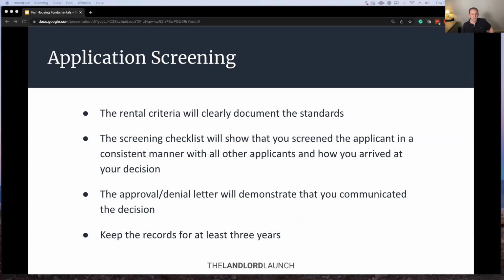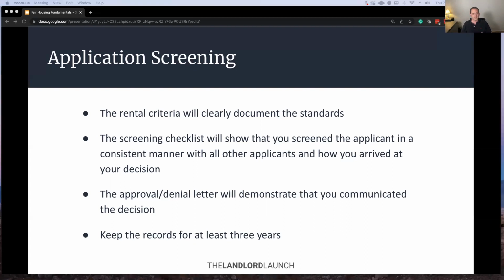Screening checklist, you're basically going down it, and it's documentation. How many occupants do they have? Four? Does that meet my screening criteria, that I won't have any more than this many occupants? Yes, it does. Good. Yes, yes, yes, yes. If they meet all criteria, they're approved. If they don't meet all criteria, they're denied.